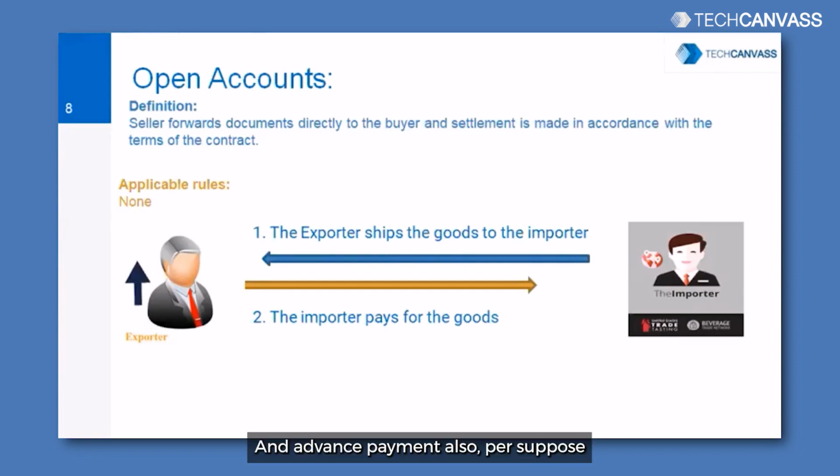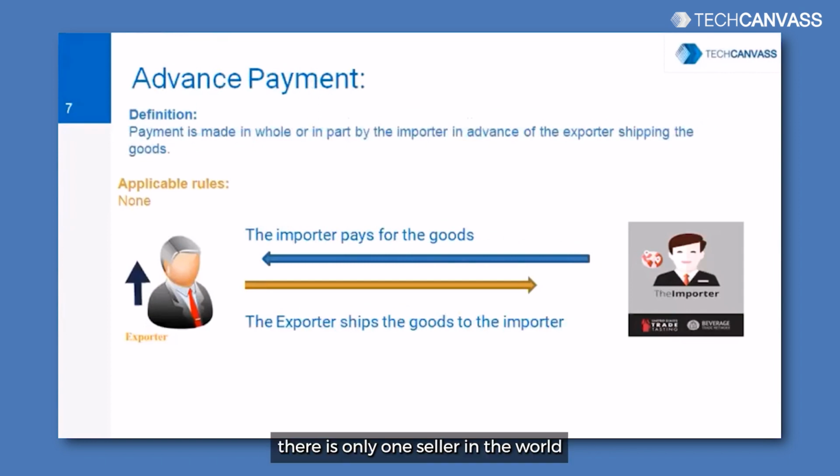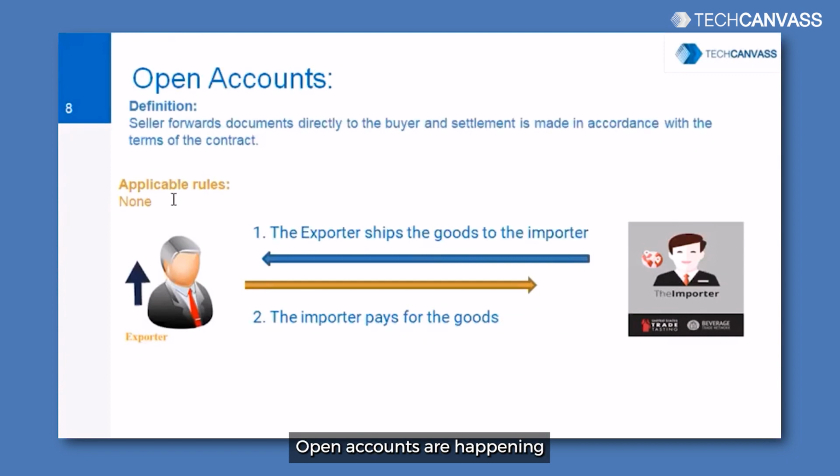And for advance payment also, if for suppose there is only one seller in the world and the importer wants the goods, then definitely whatever the seller says, he has to listen. In these kinds of situations, these payments will happen. Open accounts are happening because whenever he ships the goods, he'll also approach the bank and may ask for a loan, providing the invoice or bill of exchange to the banks, and based on those things, nowadays banks are providing finance to the exporters also.